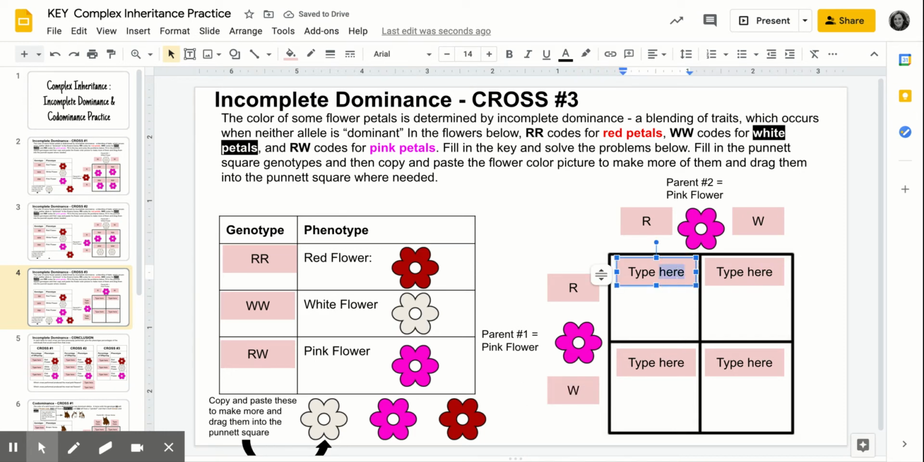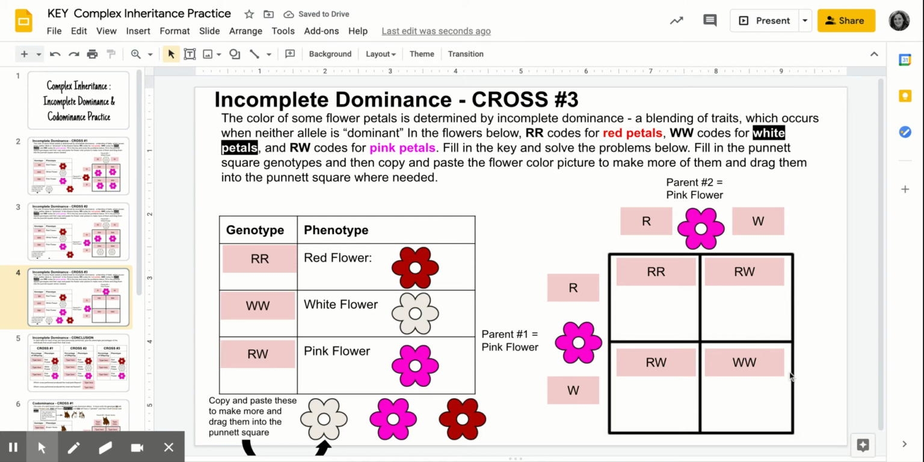Let's put these together. Here we've got, for the genotype of these two alleles, we're going to have big R, big R. Here for the genotype, we're going to have big R, big W. Here for the genotype, we're going to have big R, big W again. And here for the genotype, we're going to have WW. Okay, those are the genotypes. Now we have to figure out the phenotypes, those physical characteristics. So big R is red. So we're going to go ahead and copy this and drag it in there. And big R, big W would be pink.